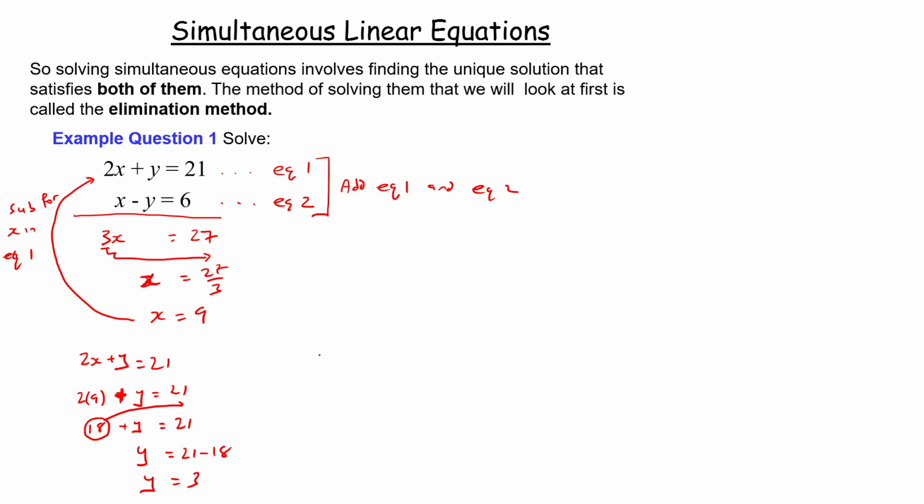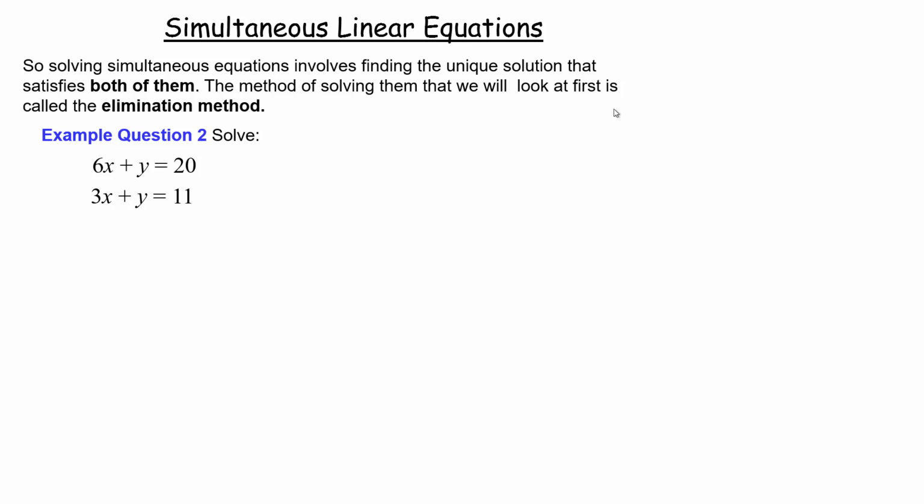So that's my solution then. x equals 9 and y equals 3. So the solution is where this line and this line intersect, where they cross, if we were to draw them out. Okay, this example you need to put in your notes. So hit pause, write the example down. When you're ready, hit play and we'll go through another example. Hopefully it's all coming back to you.